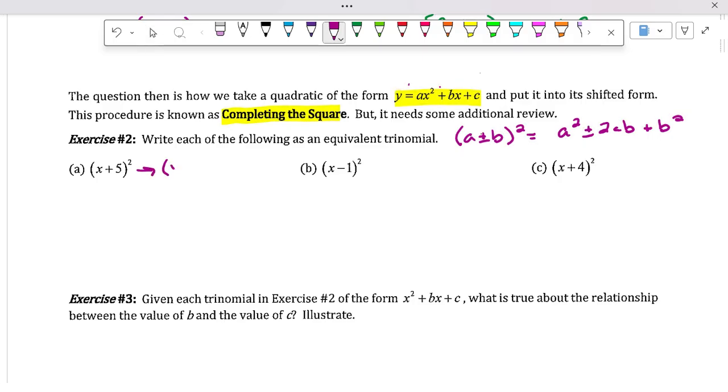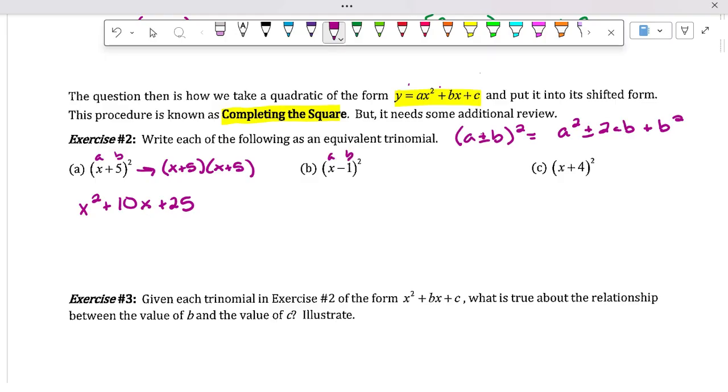So if I did box method, what would it be? So this is the same thing as x plus 5 times x plus 5. If x is a, 5 is b. What's a squared? X squared. Plus what? 10x, because 5 times x times 2, that's 10x, plus 25. Good.